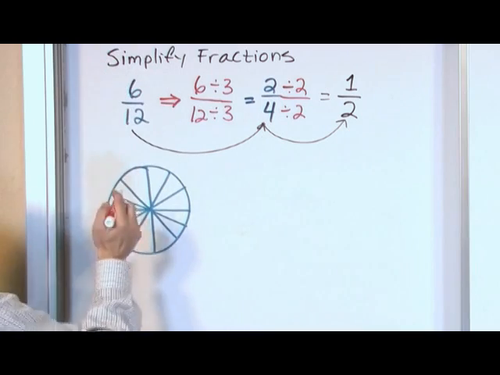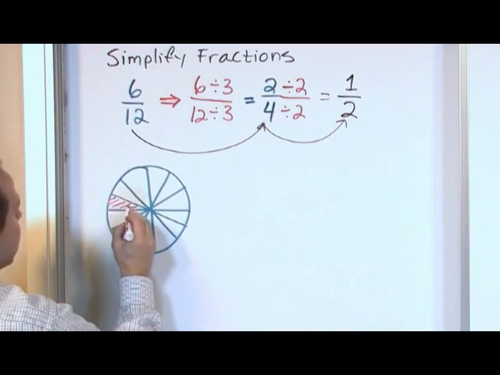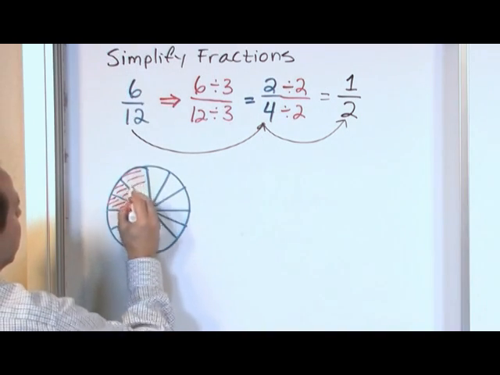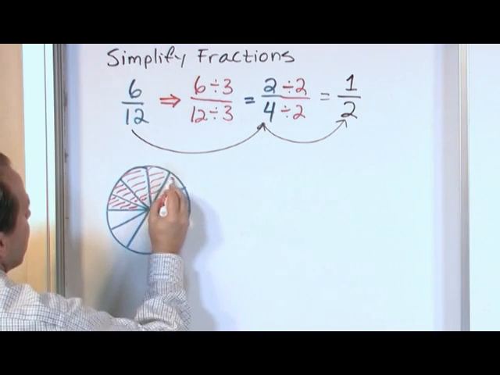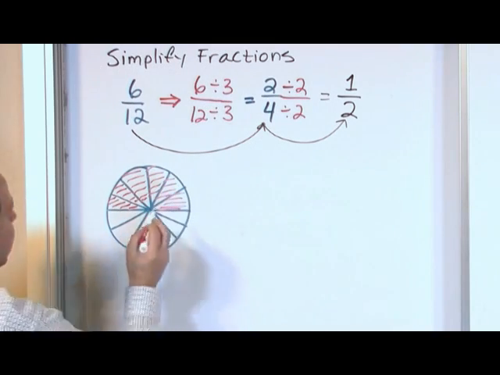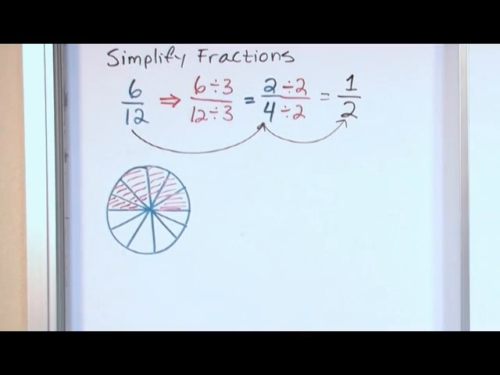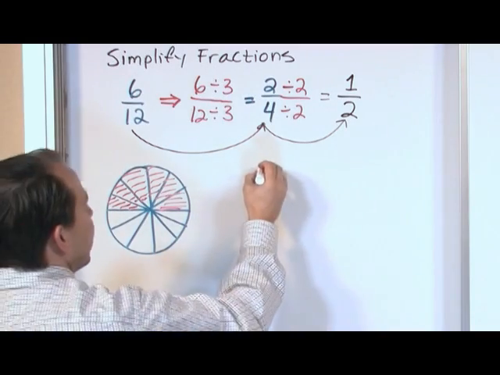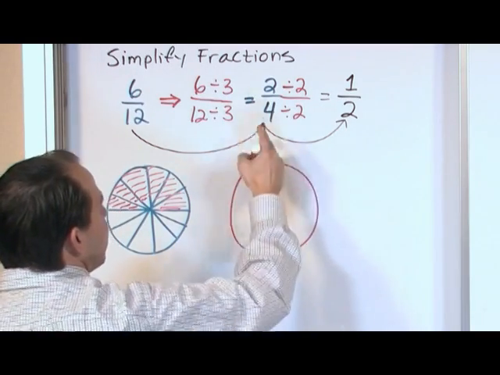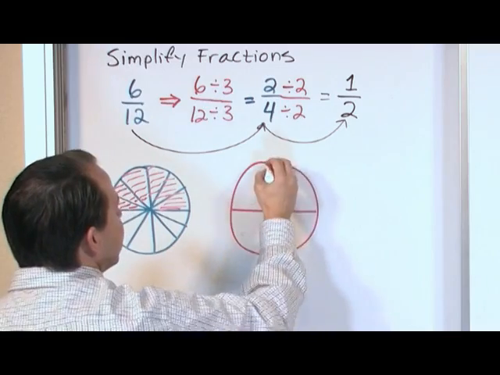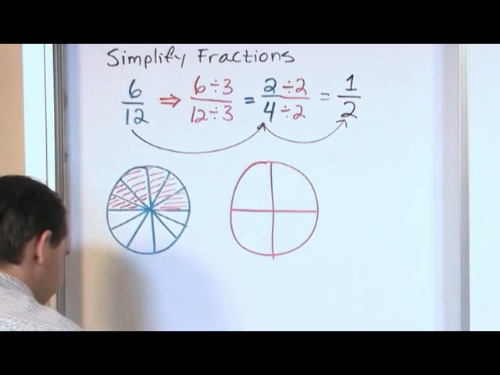Now I'm going to give away 6 pieces. So here's 1, 2, 3, 4, 5, 6 pieces of pizza. I've given that much away. Sure does look like half of a pizza, right? Well, if I come over here and represent 2/4, I cut the pizza into 4 equal pieces.